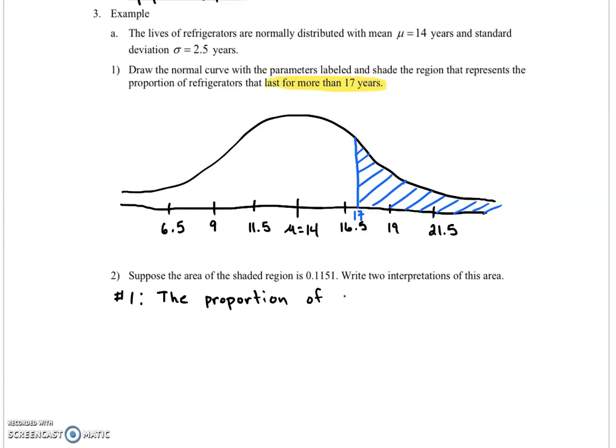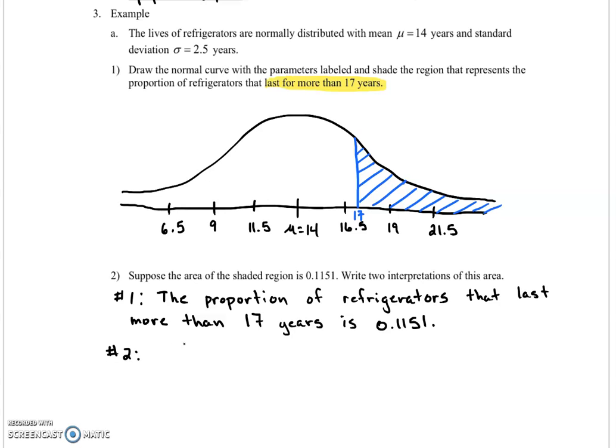So in this case, the first interpretation is the proportion of refrigerators that last more than 17 years is 0.1151.